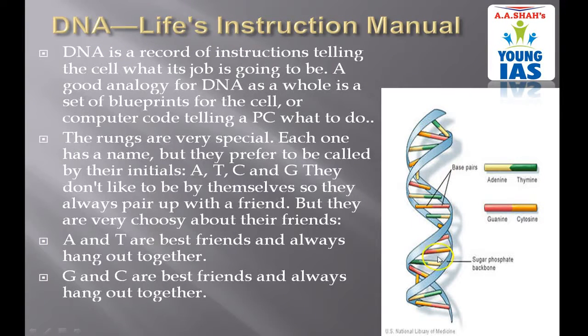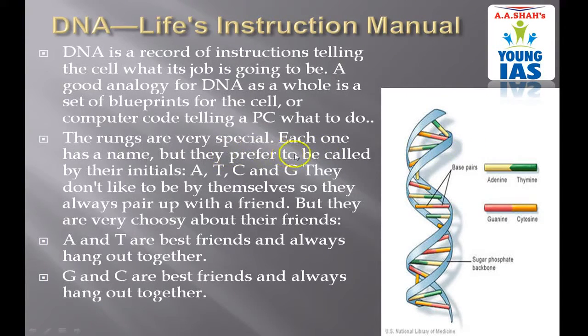DNA, Life's Instruction Manual. DNA is a record of instructions telling the cell what its job is going to be. A good analogy for DNA as a whole is a set of blueprints for the cell, or computer code telling a PC what to do.